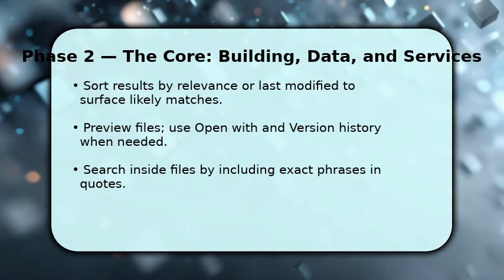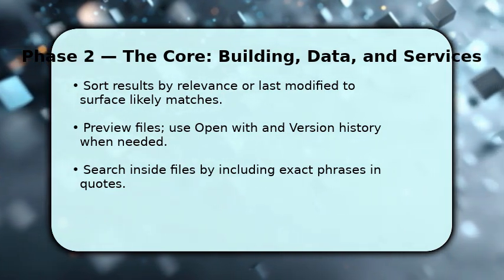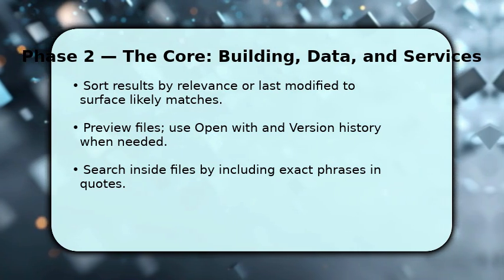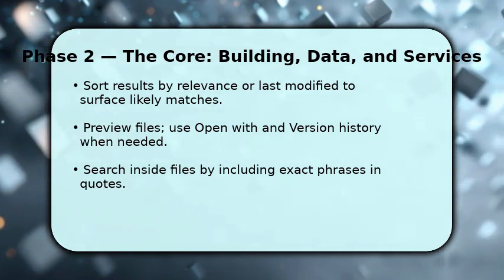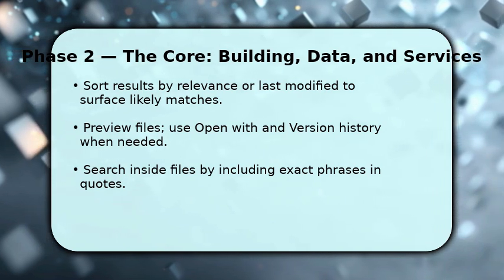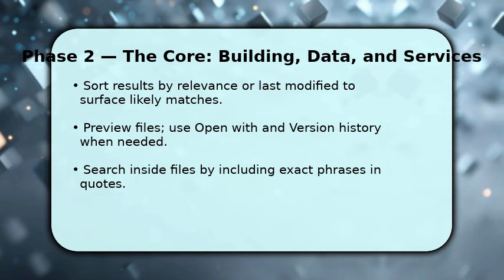Once you have a short list, refine by sorting. Switch to last modified or relevance to promote likely candidates. You should preview with the eye icon instead of opening every file. That saves time. If content matters, search inside documents by enclosing phrases in quotes. Drive indexes inside PDFs and docs.